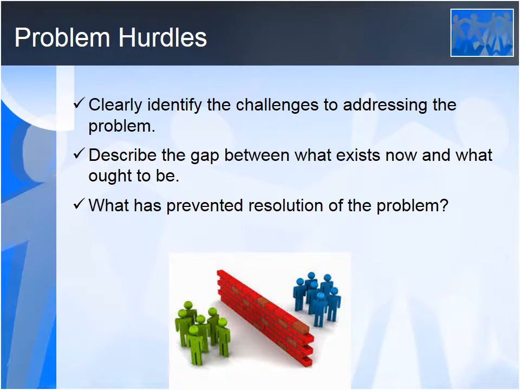Hurdles. What kind of hurdles do you have? What are the challenges to addressing the problem? If this is something that was easily overcome, then you could have done it without grant funding, presumably. So you want to say, here are the challenges we're facing. This is the gap between what we have now and what ought to be. And this is where you're starting to lead the reader to, and this grant proposal will help close that gap. What things have prevented resolution of the problem before? Again, what kinds of barriers do you have that are in the way?